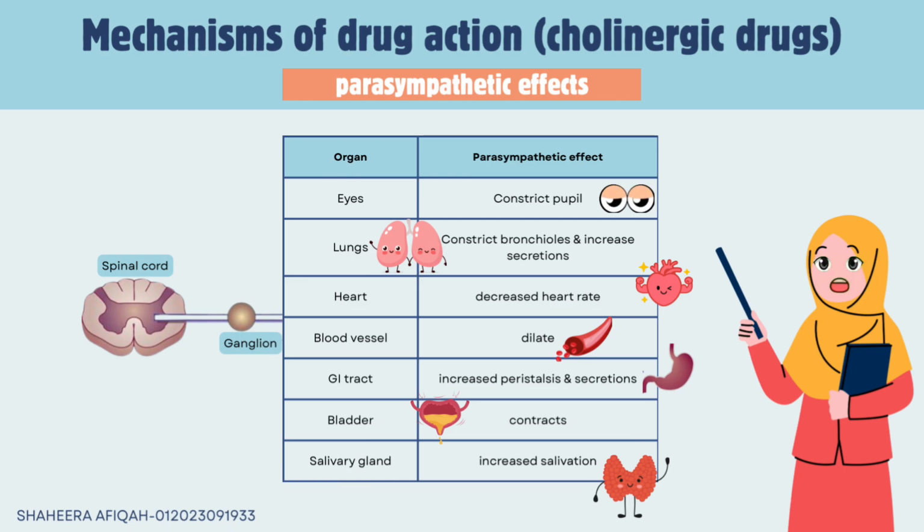Before we start with the drugs' interaction with the neurotransmitter and the specific drugs, let's discuss parasympathetic effects. The parasympathetic nervous system uses acetylcholine to produce its effect by acting on muscarinic receptors in target organs like the eyes, lungs, heart, blood vessels, GI tract, bladder and salivary glands. So the drugs that affect the acetylcholine or muscarinic receptors can either mimic parasympathetic effects, which is agonist, or block parasympathetic effects, which is antagonist.